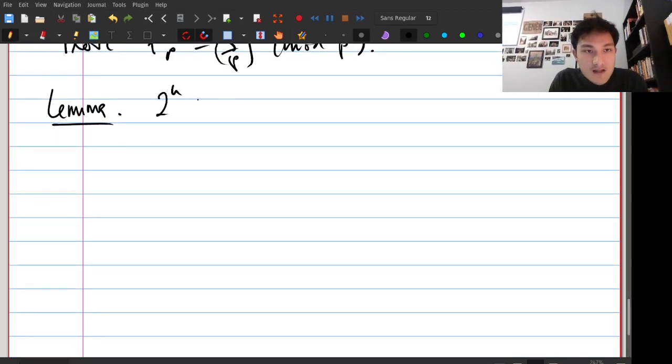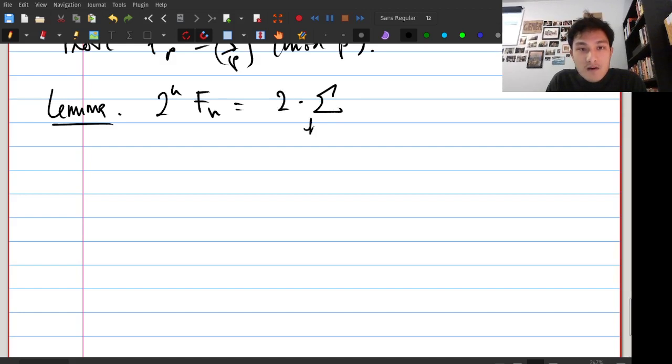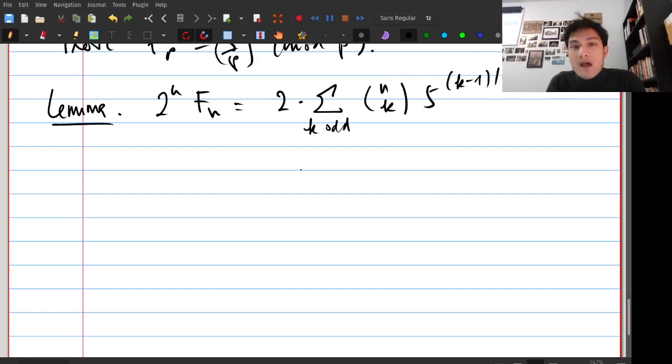The lemma is: 2 to the n times f_n, the nth Fibonacci number, is equal to 2 times the sum over all odd k of n choose k times 5 to the (k minus 1) over 2. Now, this looks like an infinite sum over all odd k, but n choose k is 0 if k is smaller than 0 or greater than n. So it ends up being a finite sum.